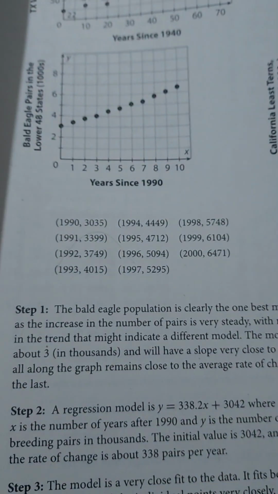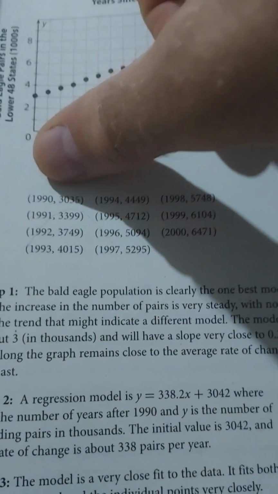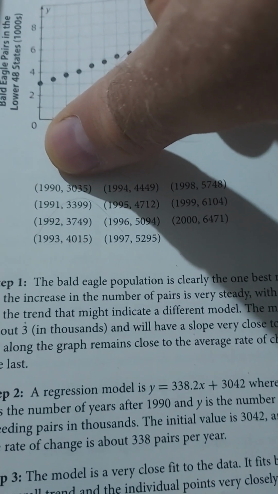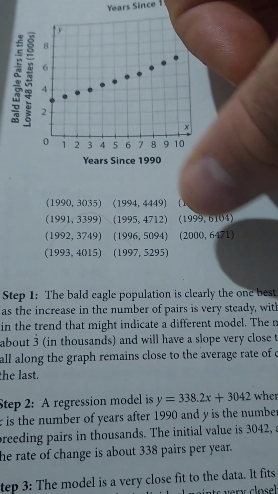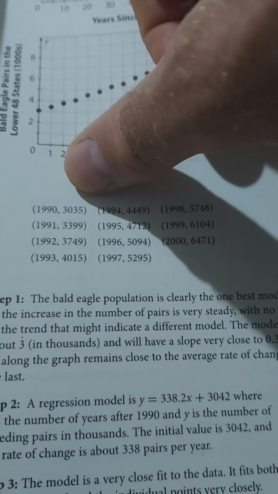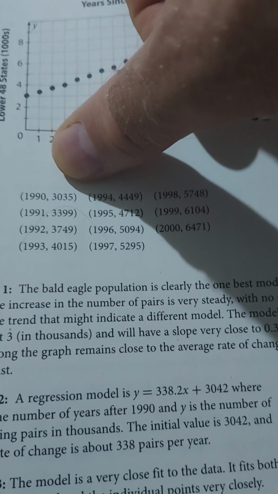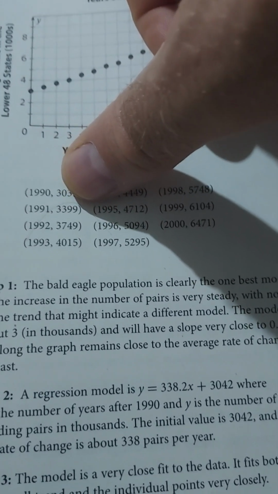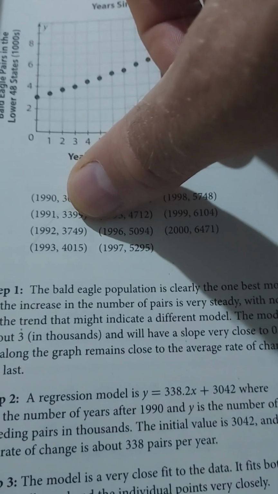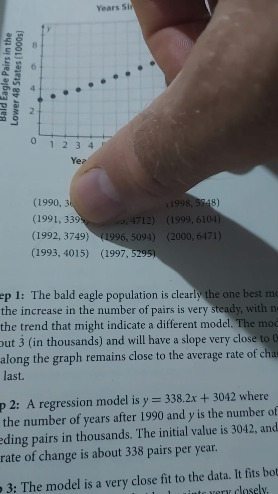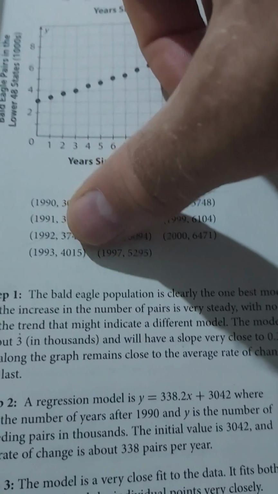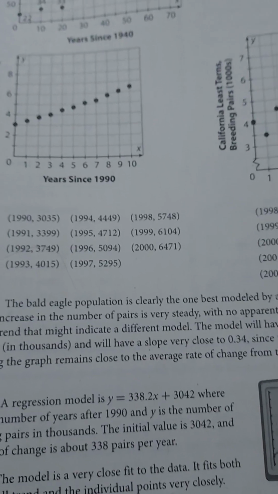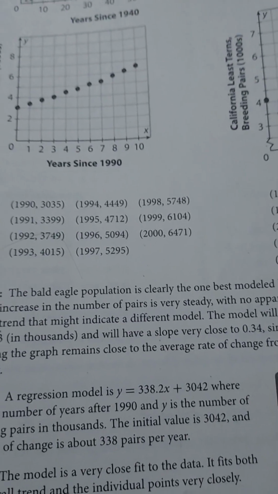My recommendation is to simplify the numbers. Instead of using 1990, 1991, you can use the first number, which is 0, 1, all the way to 10. Then the second number, you can divide by 1,000 to simplify it. So it's going to be 3.04. The next one will be 3.4. You do the rounding to simplify the numbers. The third one will be 3.8, and then you do the rest, dividing by 1,000 and rounding.